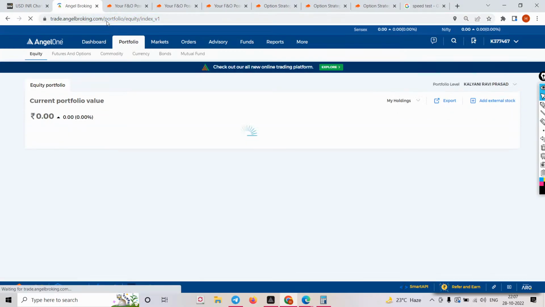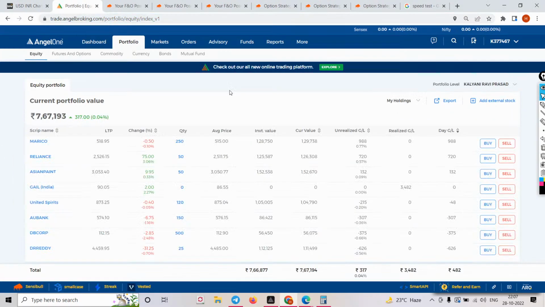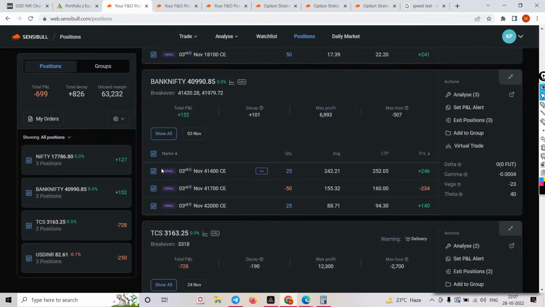You have all my swing tradings. These are all my swing tradings, and if you go to my Angel, these are all my real trades. In positions, I'm not showing you groups also. This is my Nifty, this is my Bank Nifty, and FNO stock strategies and USD INR.